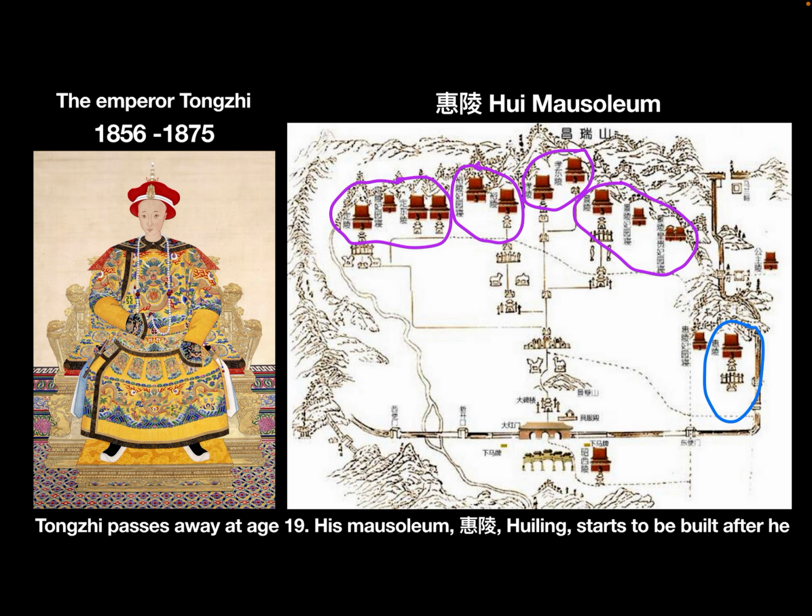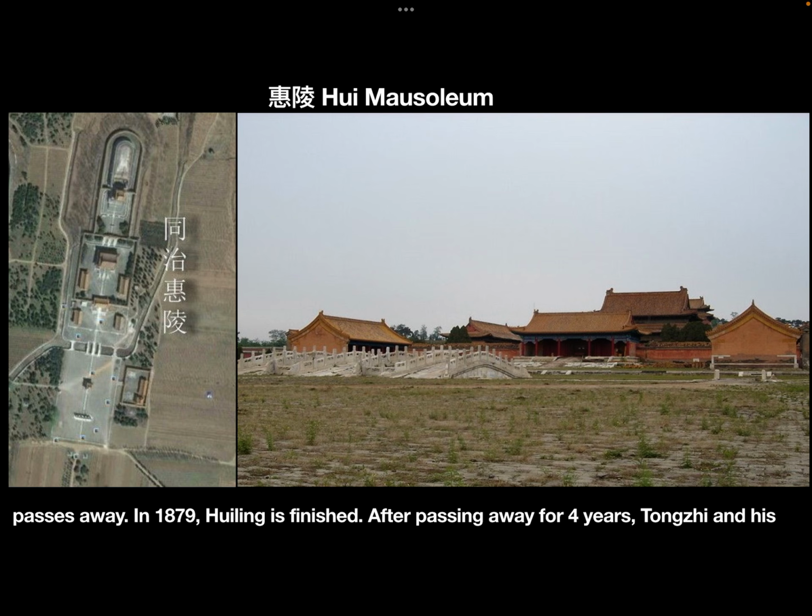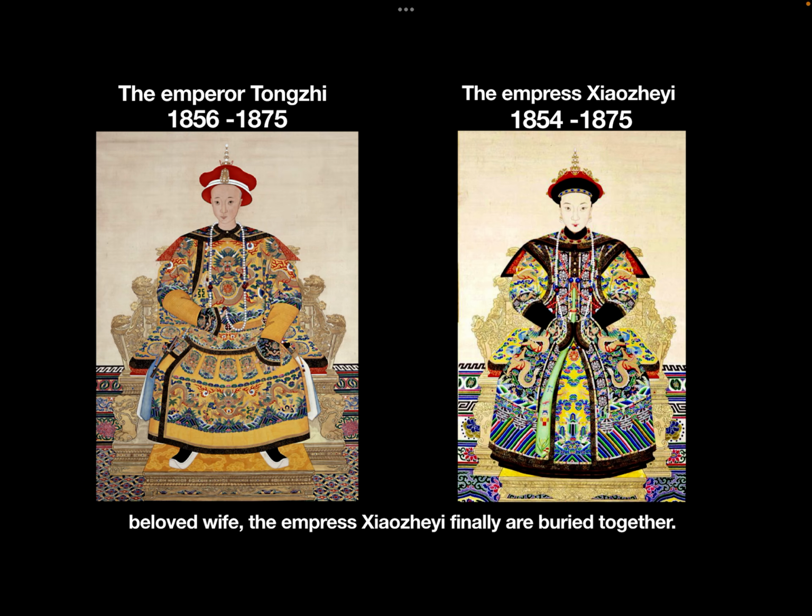Tongzhi passes away at age 19. His mausoleum, Huiling, starts to be built after he passes away. In 1879, Huiling is finished. 4 years after his death, Tongzhi and his beloved wife, the Empress Xiao Zheyi, are finally buried together.